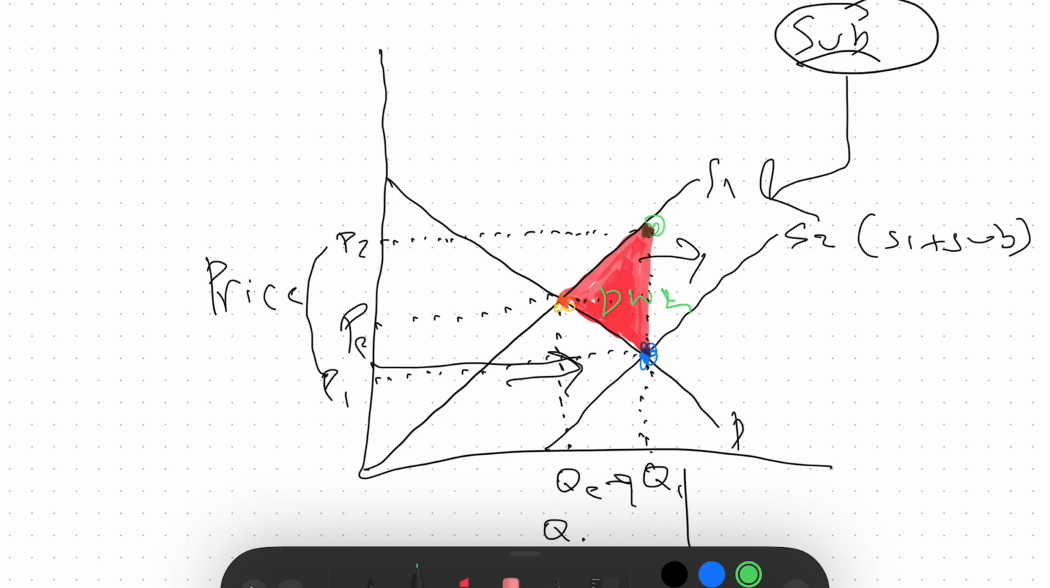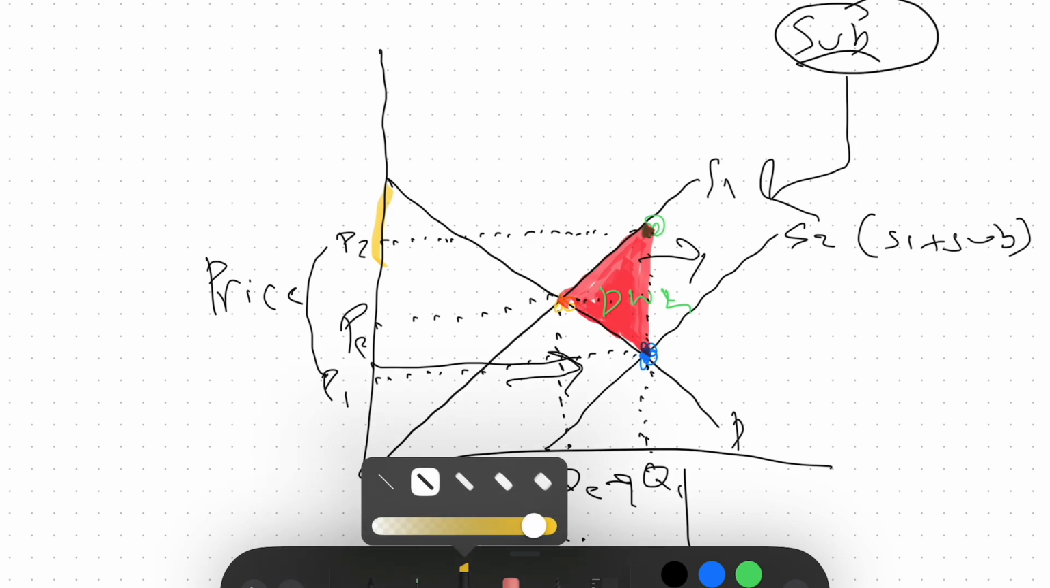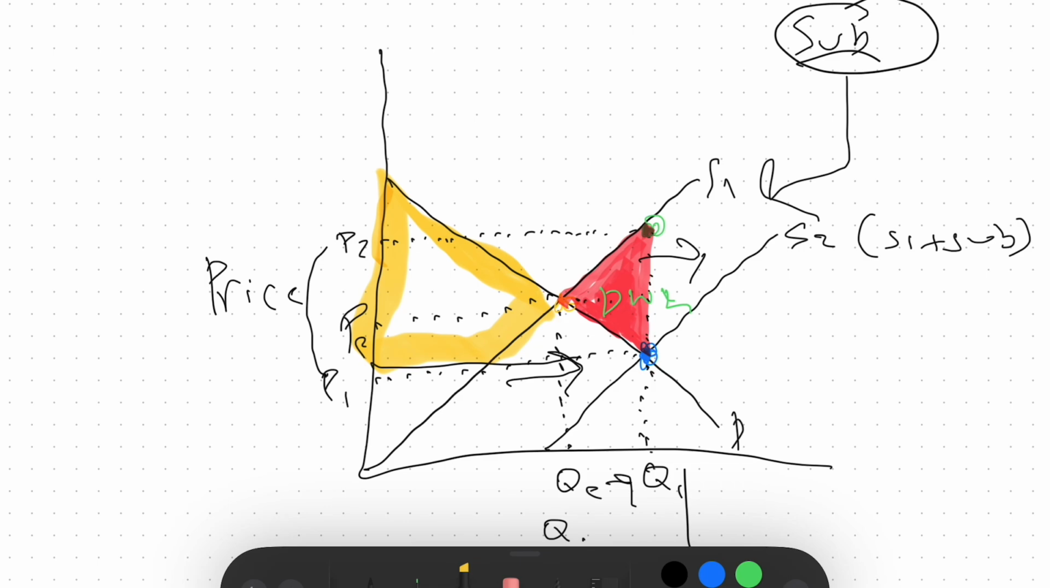Now the last point I want to touch upon with subsidies is the change of the consumer and producer surplus. So prior, let's make that thicker, prior to this subsidy, all of this upper part was the consumer surplus. All of this bottom part of the equilibrium was the producer surplus. So CS and PS, consumer surplus and producer surplus.